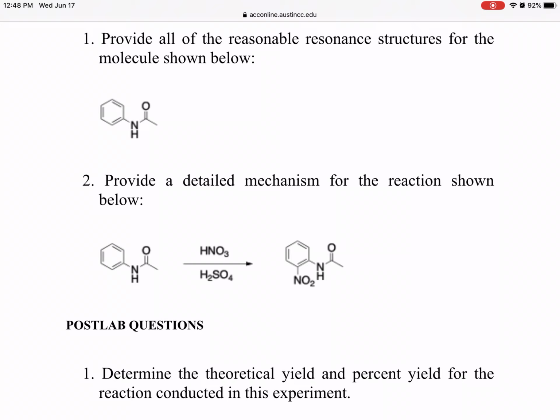Okay, provide a detailed mechanism for the reaction shown below. Now the same benzamide, amide group with benzene, nitration in the ortho position. So you need to give a mechanism for how this happens. You can also refer to the mechanism that I showed you, how phenacetin nitrates to give the nitrophenacetin, but let's go ahead and do it together.